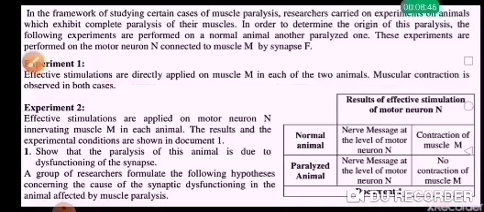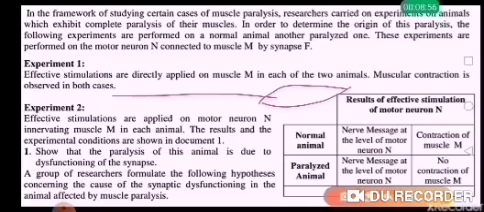In the second experiment, effective stimulations are applied on motor neuron N. So now the stimulation is done on the neuron. And the results are given. You have in the normal animal a nerve message in the motor neuron. So the neuron is transmitting messages normally. And this is also the case of the motor neuron of the paralyzed animal.